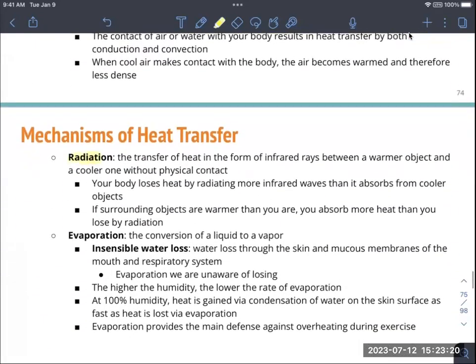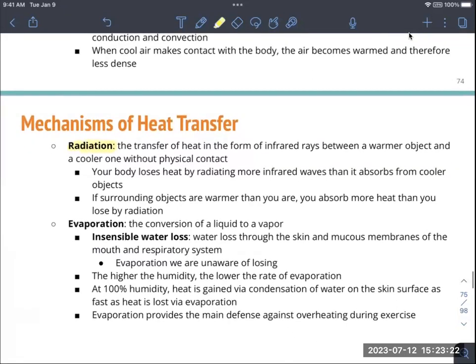Radiation is the transfer of heat in the form of infrared rays. Some things become warmer through radiation. Your body will lose heat by radiating more of these infrared rays than it's going to absorb from other objects. So if there are objects surrounding you that are warmer than you, you will absorb more heat than you lose.